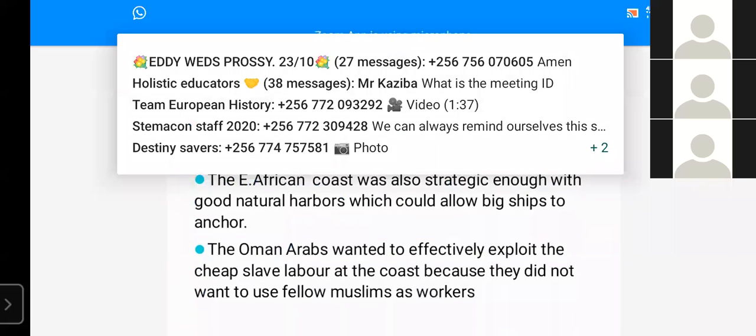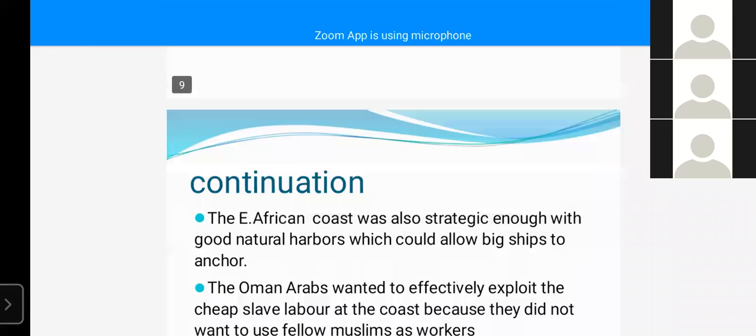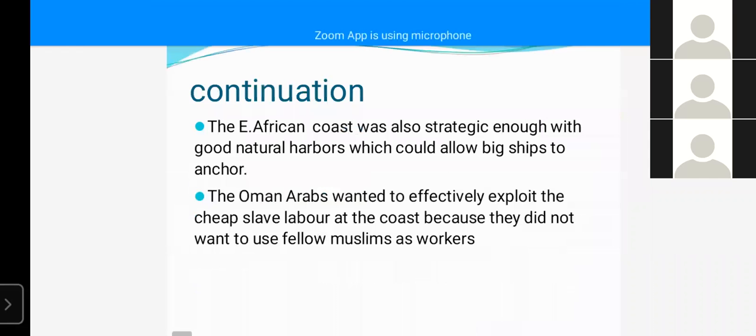Then we discuss the other reason: they desired to effectively exploit the cheap slave labor at the coast, as they did not want to use fellow Muslims as workers. That probably could have pushed them to have the urge to come and have control of the East African coast. And the next slide.